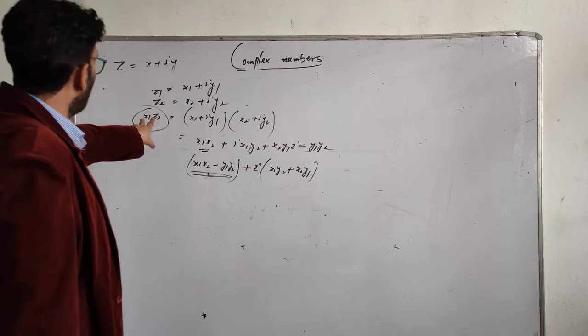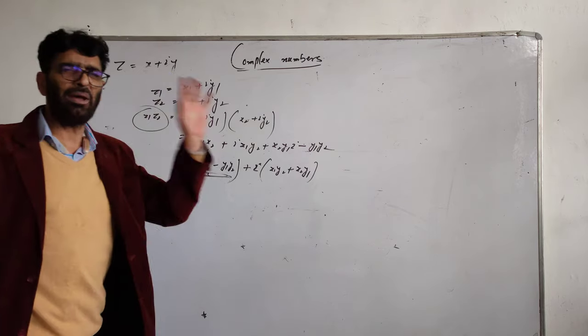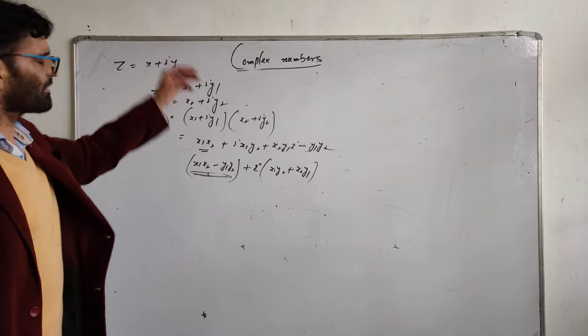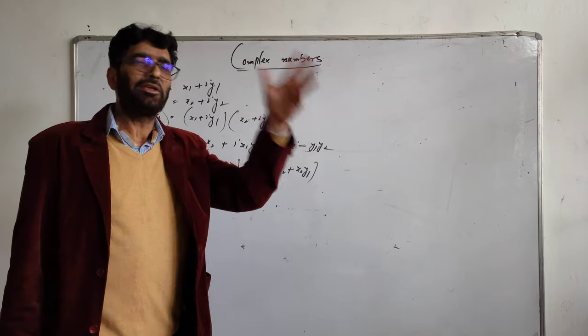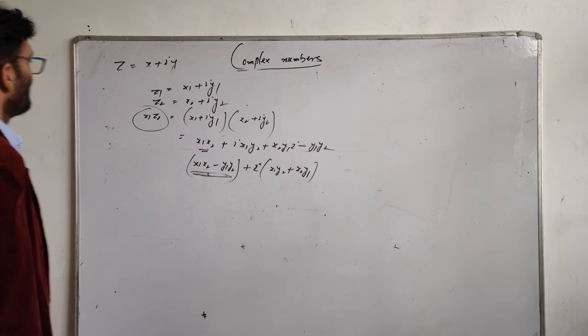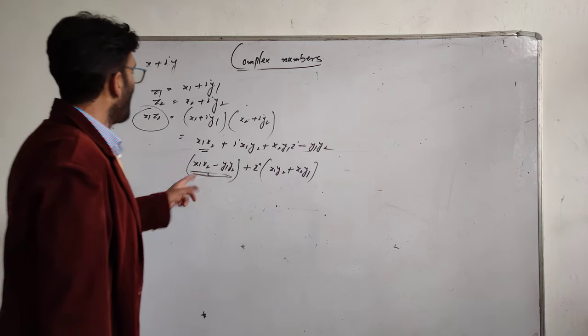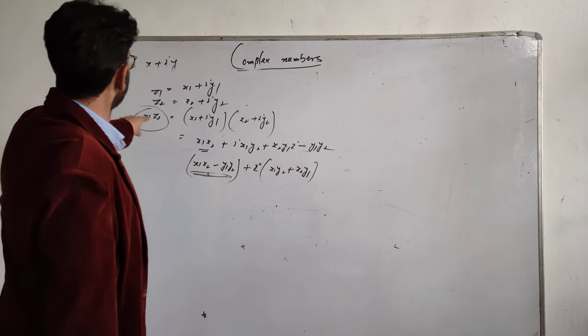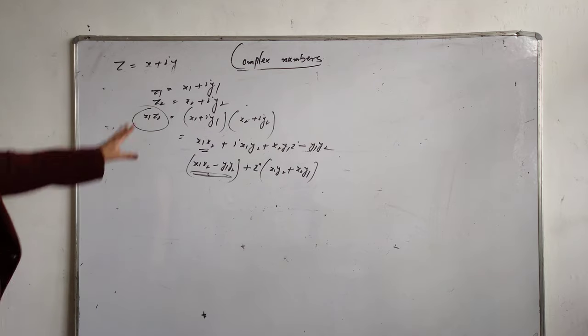It is not true for just any two. You can have any number of complex numbers. Go and multiply, you will get once again a complex number. It will not go outside the system. Okay, now this is the closure of multiplication.